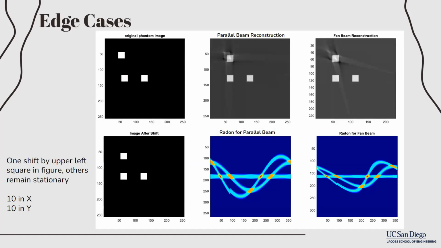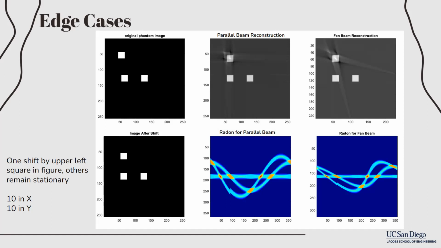So here's an interesting case that we wanted to look at: what if one point in the image moved? In the top left, we can see the original Phantom image, with the top left square slightly offset from the other two, and then moving just that square slightly over, which also illustrates the nature of the sinograms for these, as we've discussed with some of the other groups.